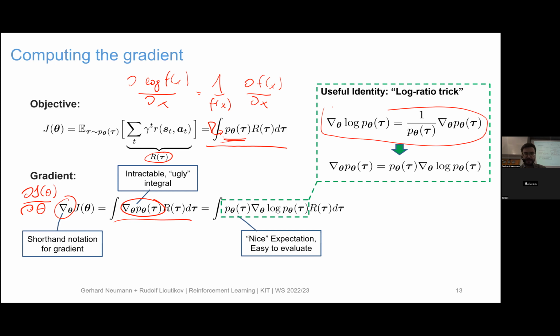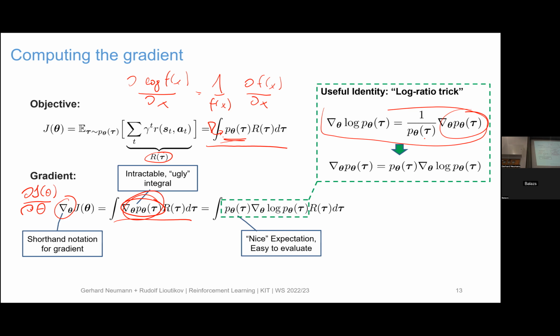And now, if I look at it, this is the bad guy. I want to get rid of him. So let's just reformulate this equation, and say this guy, I want to have this guy. I multiply with p of tau. Then I get the derivative of p of tau is p of tau times the derivative of log p of tau. Log ratio trick. And now I can just plug that in. And then I get, again, an integral. But now the good thing is this integral is an expectation.